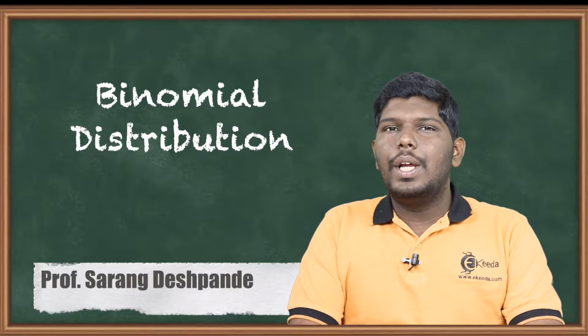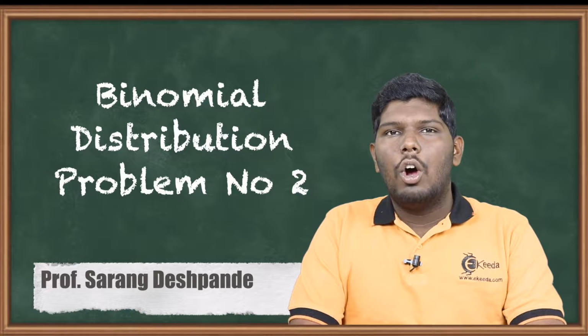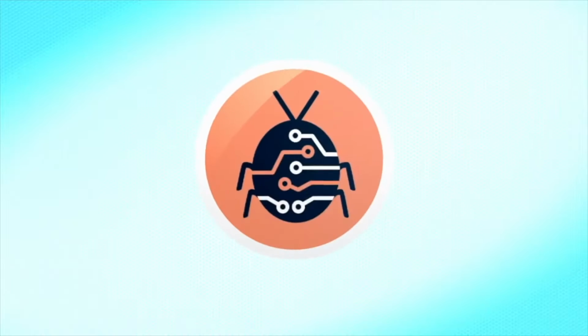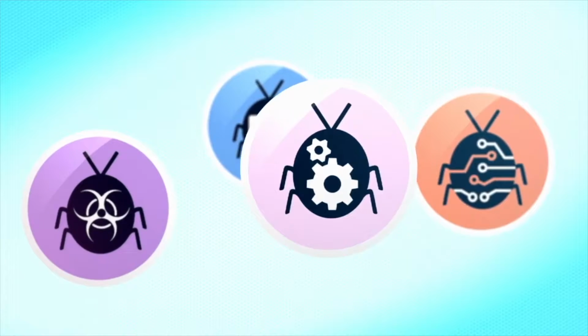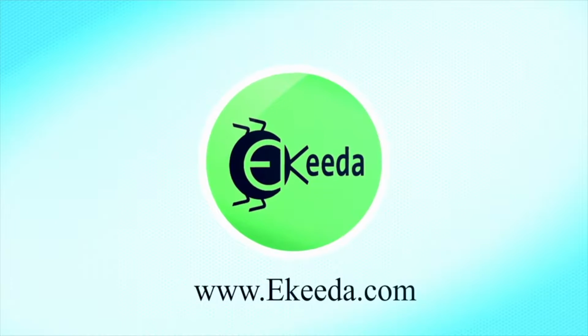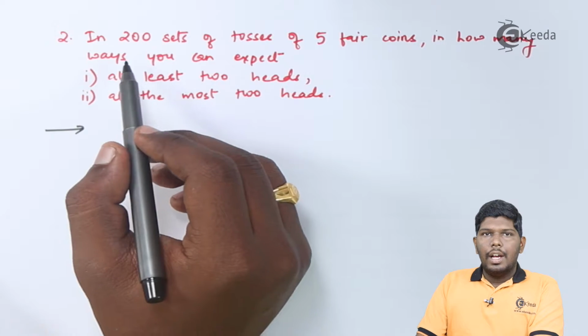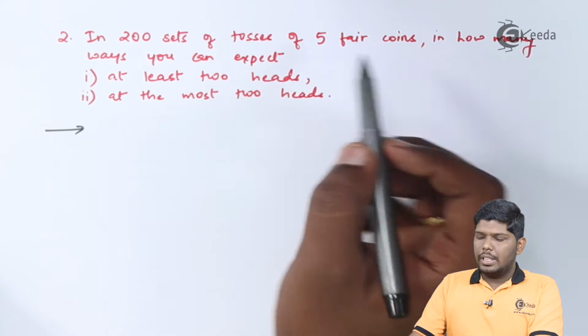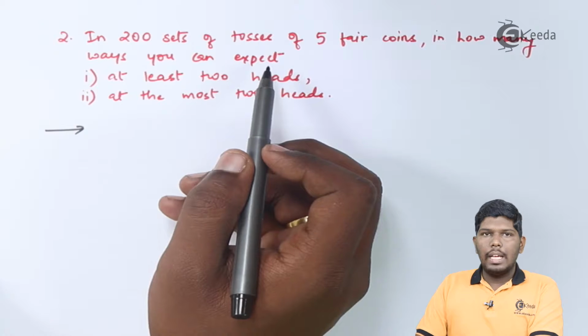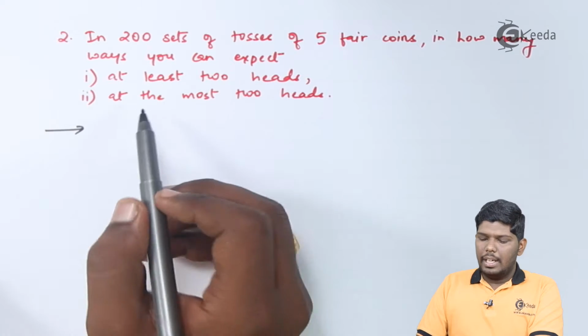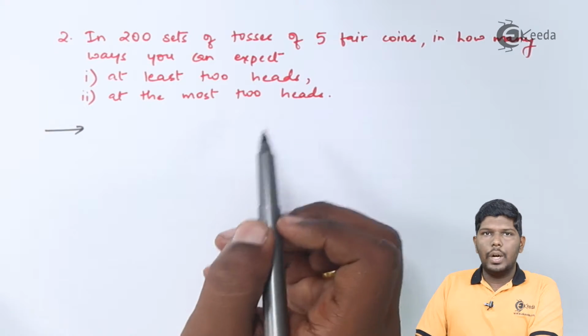Hello friends, in this video we are going to see one more problem on binomial distribution. Let us start with problem number 2. In 200 sets of tosses of 5 fair coins, in how many ways can you expect at least 2 heads, and second one is at most 2 heads.